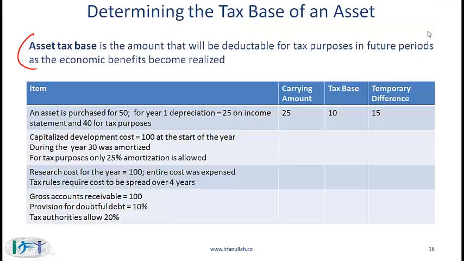Here is another definition of the asset tax base from the curriculum. The asset tax base is the amount that will be deductible for tax purposes in future periods as the economic benefits become realized. But I think from a testability perspective, it is important to understand how to come up with the carrying amount and tax base and hence the difference. I want you to pause the video and complete this table before looking at the answers.